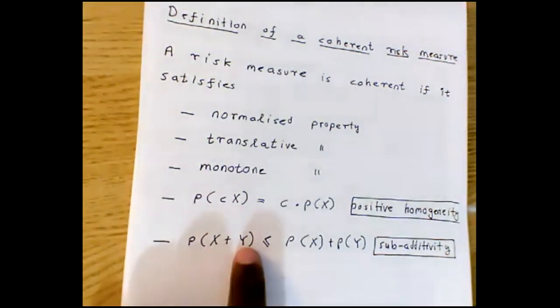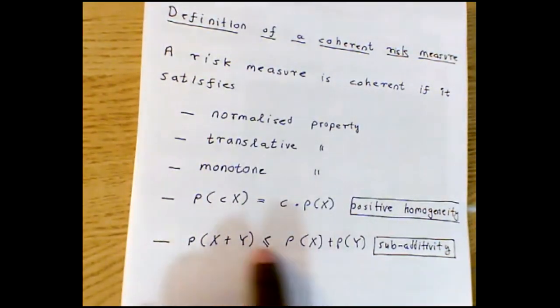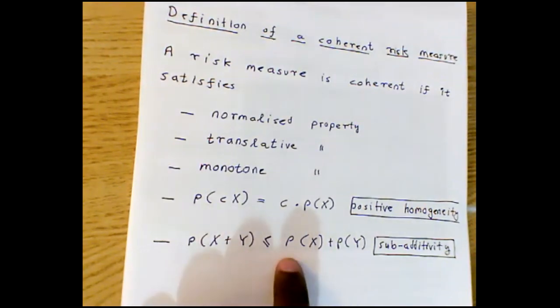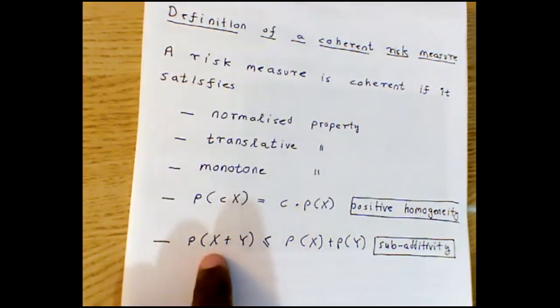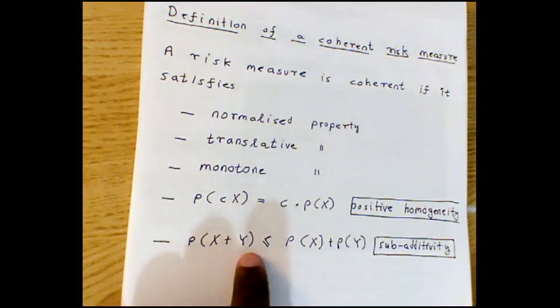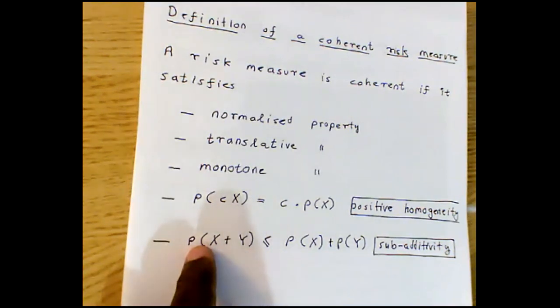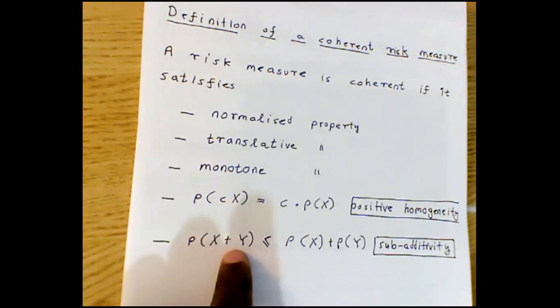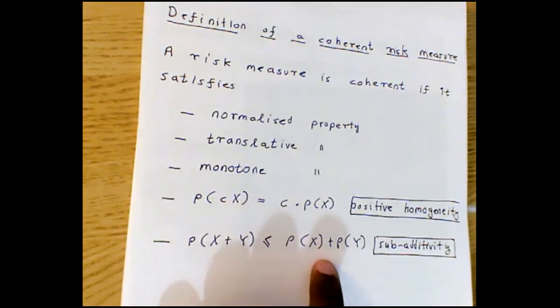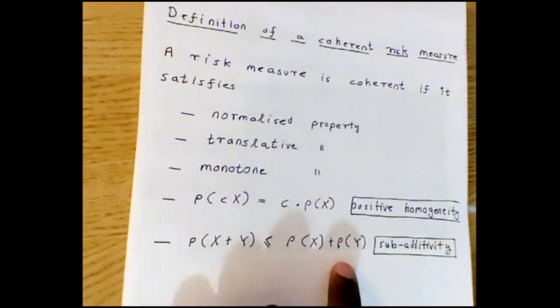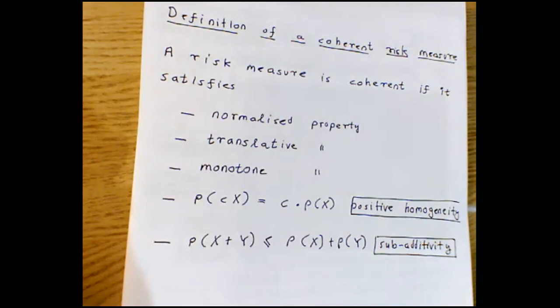The subadditive property is once again kind of intuitive, because what it says is that if you have two different investments, then the risk associated with the sum of the two investments is less than or equal to the sum of the risks associated with the individual investments. It kind of makes sense, right? Okay.